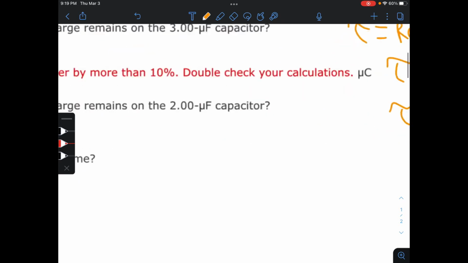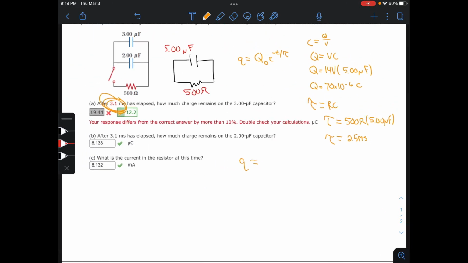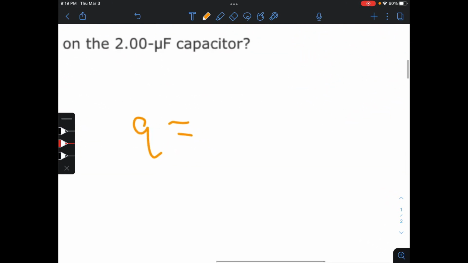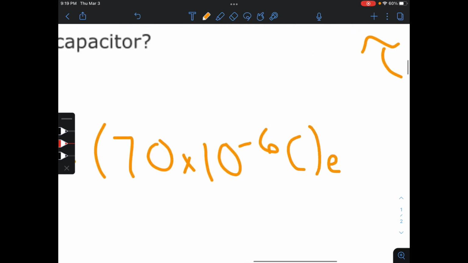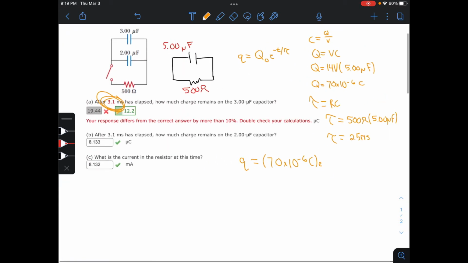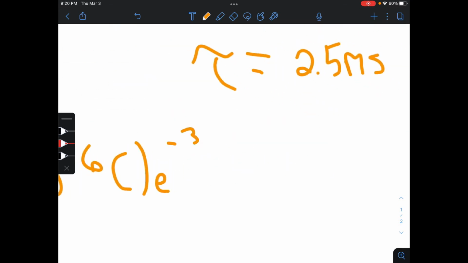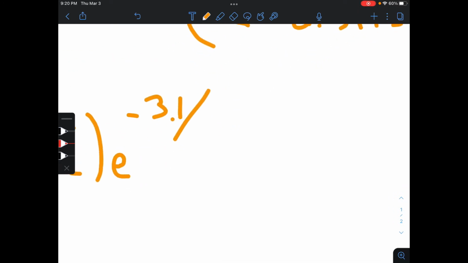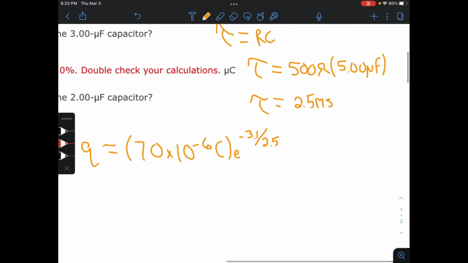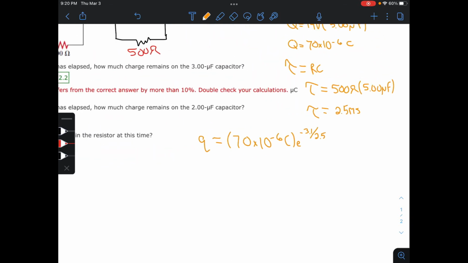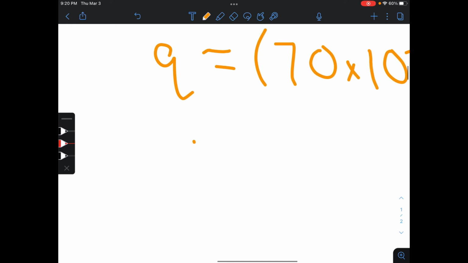Okay, now we can plug this all into our equation. Q initial was 70 times 10 to the negative 6 coulombs, times e to the negative t, which is going to be negative 3.1 milliseconds, divided by the time constant in milliseconds, which we just found is 2.5. So I don't have to worry about how the units correlate, because it's basically 1-to-1, so it's just 3.1 over 2.5. And then we get our charge.